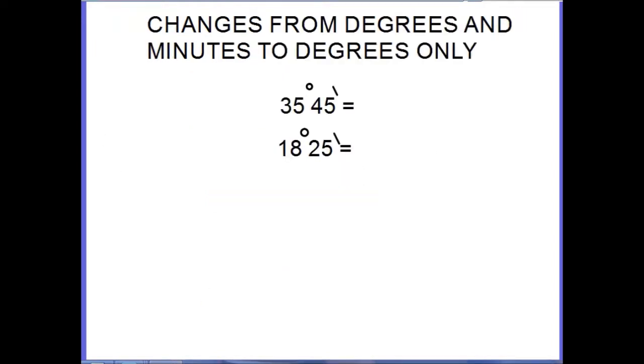For these next problems, we're actually going to work our way backwards. We're going to change from degrees and minutes to degrees only. So what we want to do is write this as a fraction or a decimal. If it's a decimal, it has to be a terminating decimal. We can't use repeating decimals.